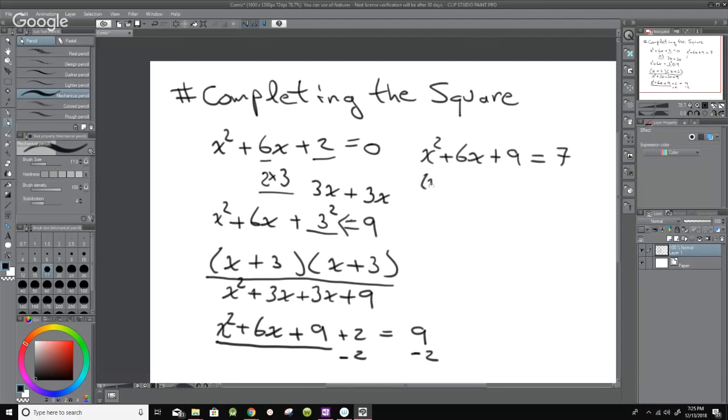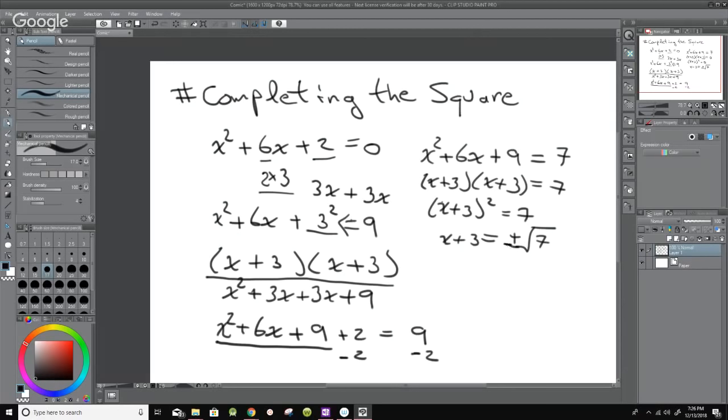So if I refactor this back to what we had, x plus 3 times x plus 3 equals 7. Well, x plus 3 times x plus 3 is the same thing as saying x plus 3 squared. If I take the square root of both sides, I get x plus 3 equals plus or minus square root of 7. Don't forget the plus or minus, that's important.